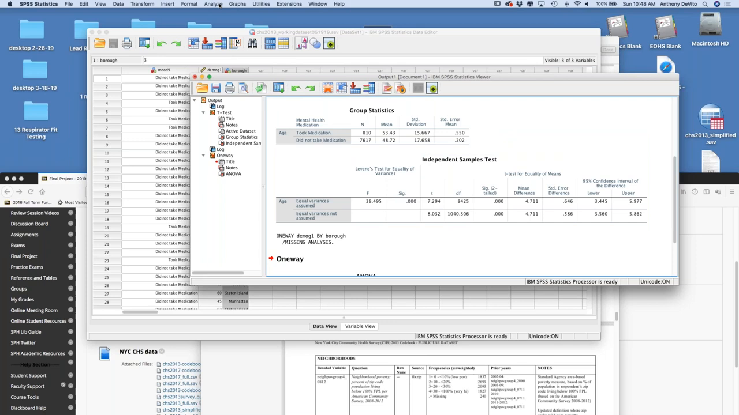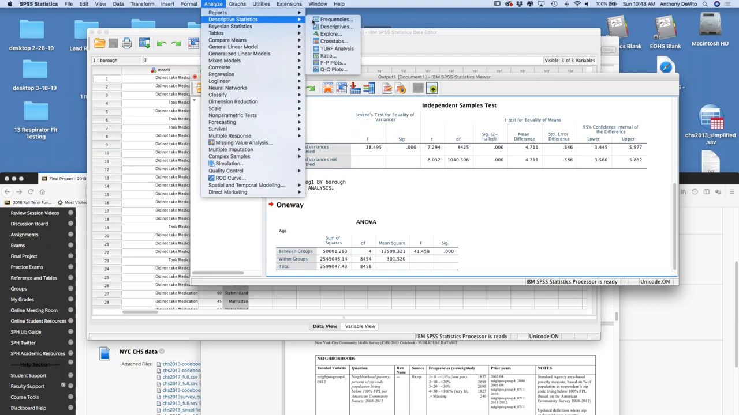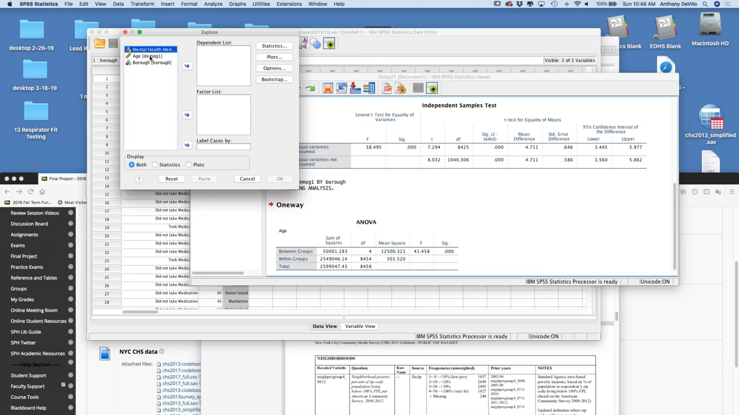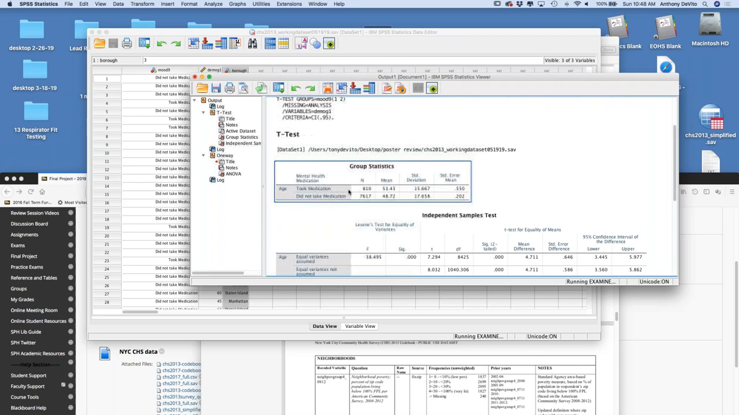I'm going to do something quickly. I'm going to go to descriptive statistics and explore, because I want to break it up into different groups. I'm going to put age in here, I'm going to put borough in here, and I'm going to tell SPSS that I want to calculate everything, including the confidence intervals. So I'm going to click okay, and I'm going to ask SPSS to give me descriptive statistics on what the average age for each of these groups is.